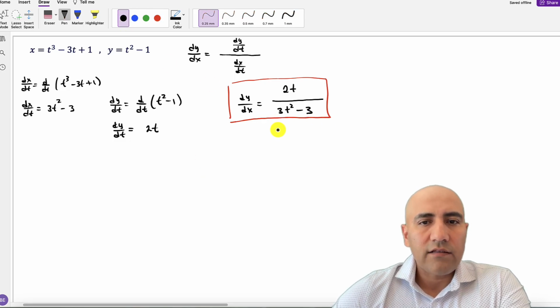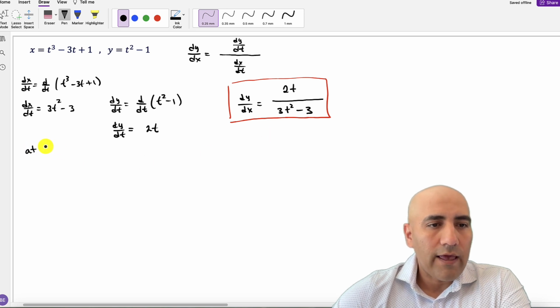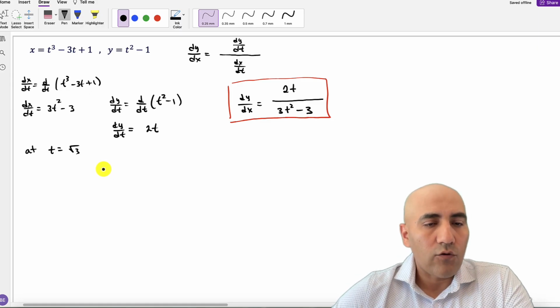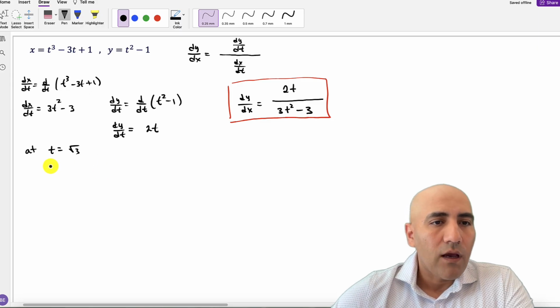And now we can use that to figure out what's happening at our points of interest, which was plus or minus root 3. So at t equals root 3, we've established that this results in an ordered pair point on our graph, which is going to be the point (1, 2).